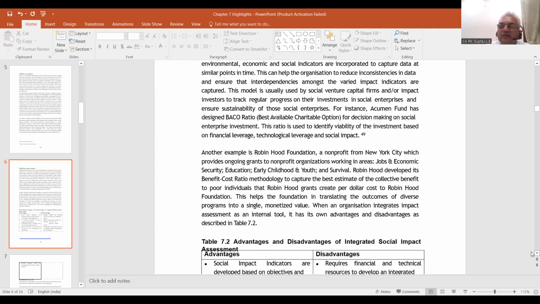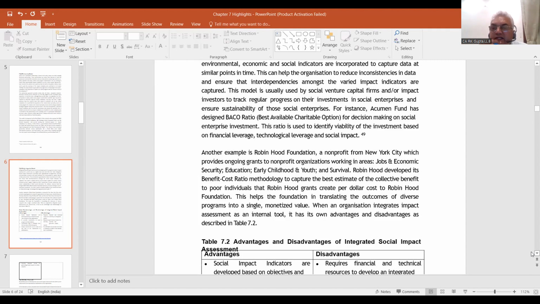There is a Robin Hood Army in Delhi also. I was also associated with that organization for some time, but now I am not finding time. I went there 3-4 times. So they are doing very good work. They are working in slum areas basically.